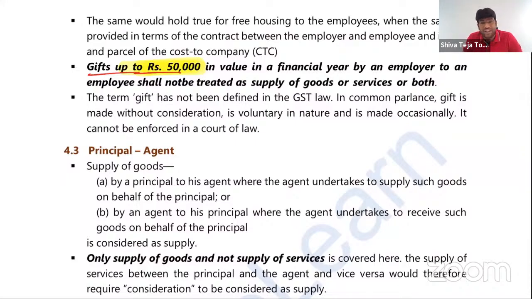And the word gift is not defined in the law. That is the reason why generally what we understand is that a gift is made without consideration, is voluntary in nature, and is made occasionally. Obviously, daily they will not give that. And it cannot be enforced in a court of law. That is a point to be noted regarding the word gift.